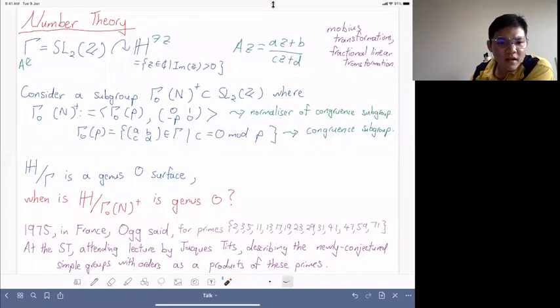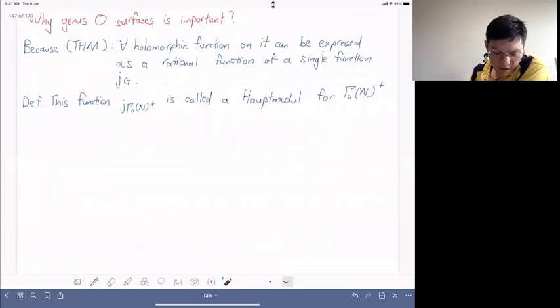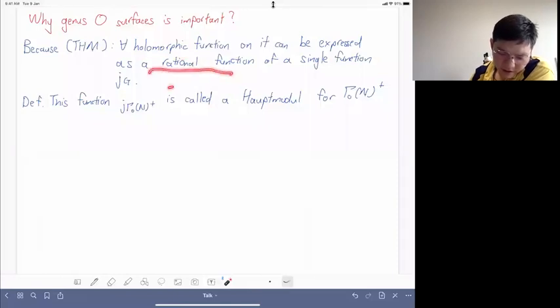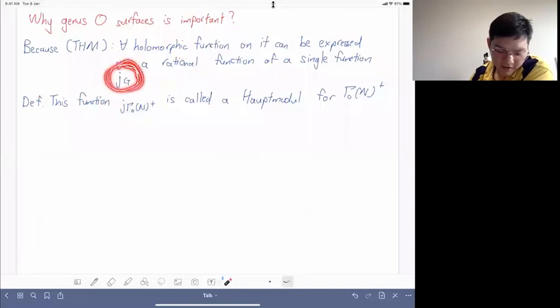So when this surface is genus 0, actually every holomorphic function on this genus zero surface can be expressed in terms of one rational function, which is the J function. It's like a basis, something like that. It's like every periodic function can be expressed in terms of e to the it. So this J function is something like that.